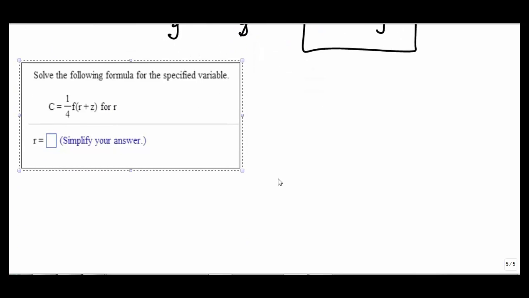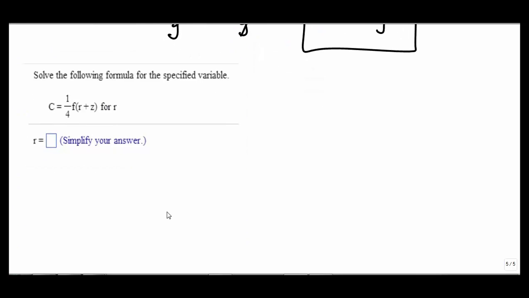And this one we're trying to solve for R. So we have a capital C, and again it's important that we recognize the capital letter, 1/4 F, and then we have a parenthesis R, and R is what I want to stay here, plus z. So r stays. I want r equals stuff when I'm done.